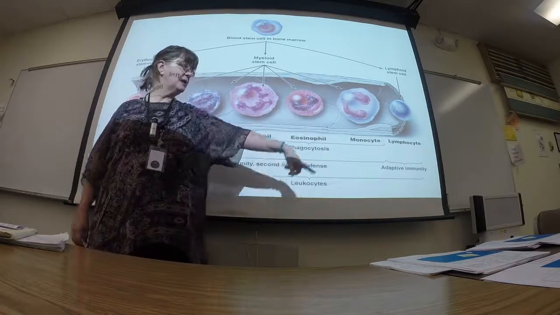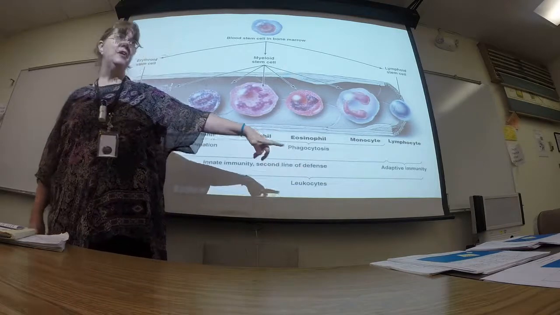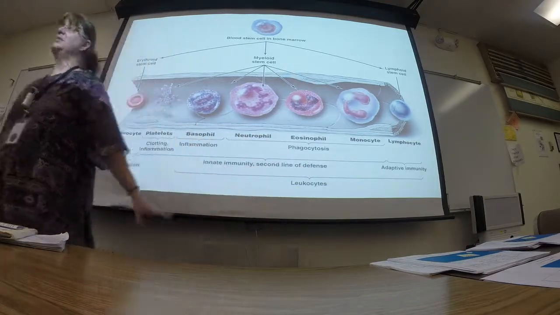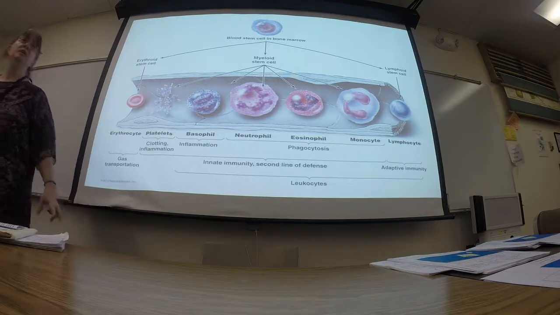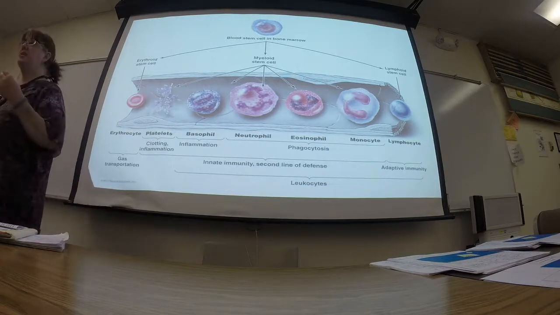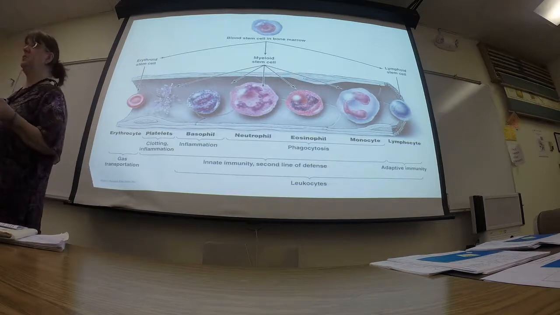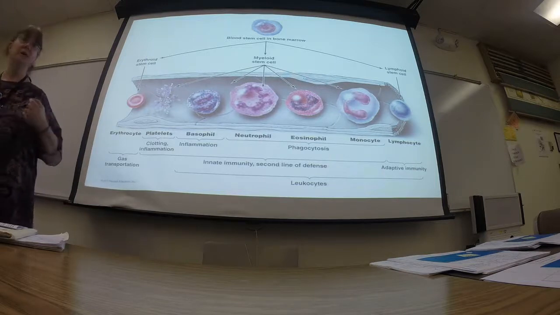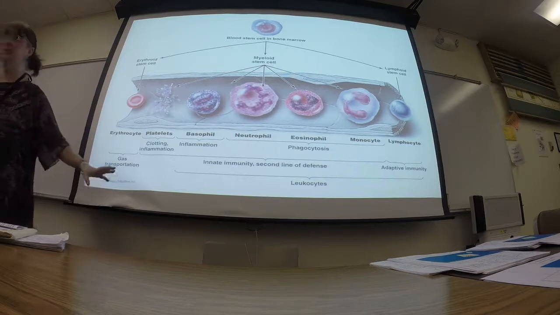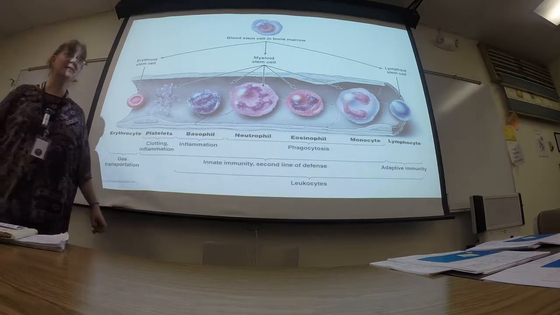Monocyte becomes the macrophage. He's got Zilla. He attacks everything. He attacks the bacteria. If you get a splinter, he attacks the dirt. He attacks pollen if it's in you. He attacks the wood of the splinter. He attacks everything. He's what? Slowest to get there.